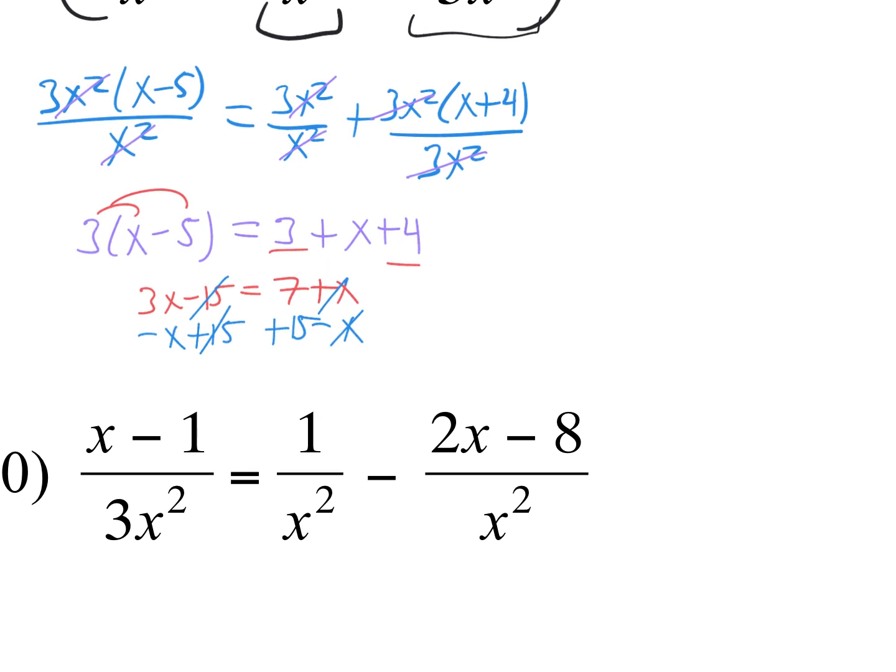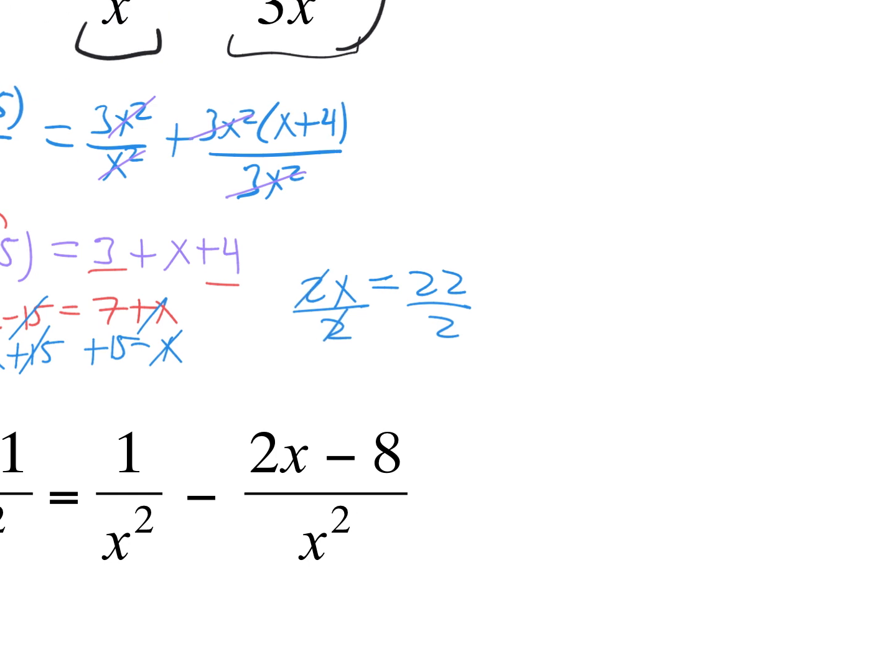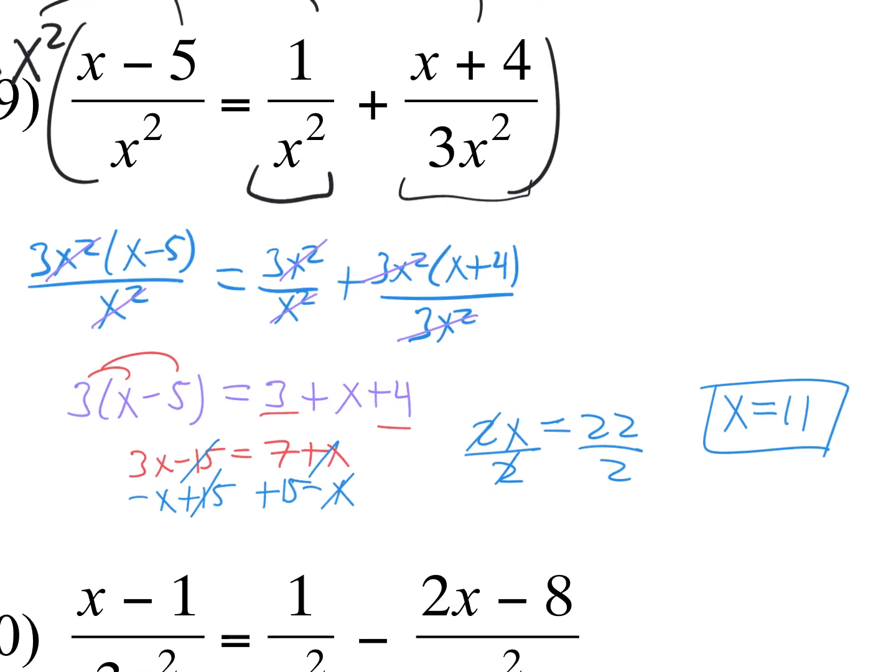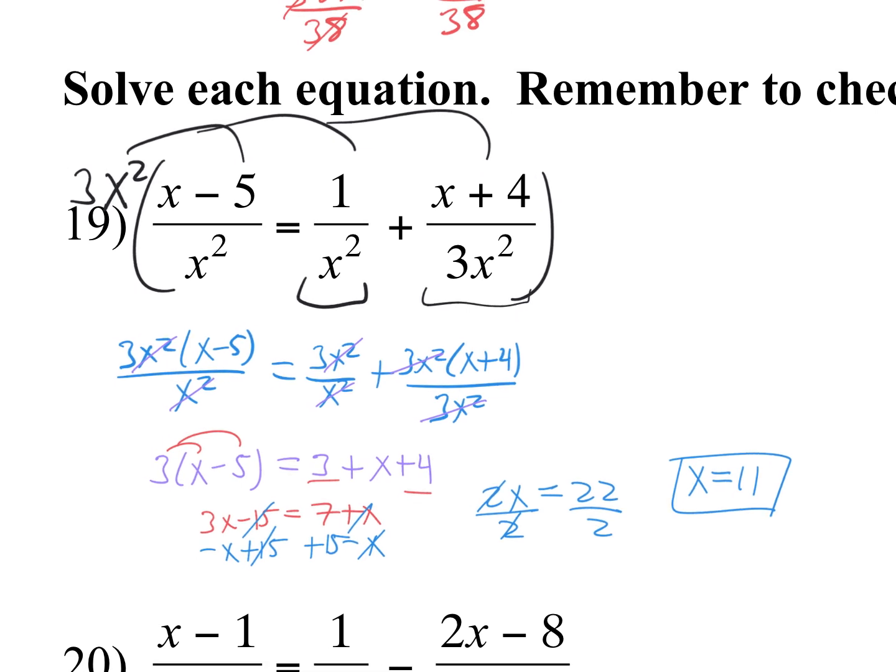All right, so then 3x minus x is going to be 2x. 7 plus 15 is 22, and then 2x divided by 2, 22 divided by 2 is going to get us our solution, right? So then we get x equals 22 divided by 2 is 11. So we got this as our answer, but we also need to check. Remember, you need to check for extraneous solutions.